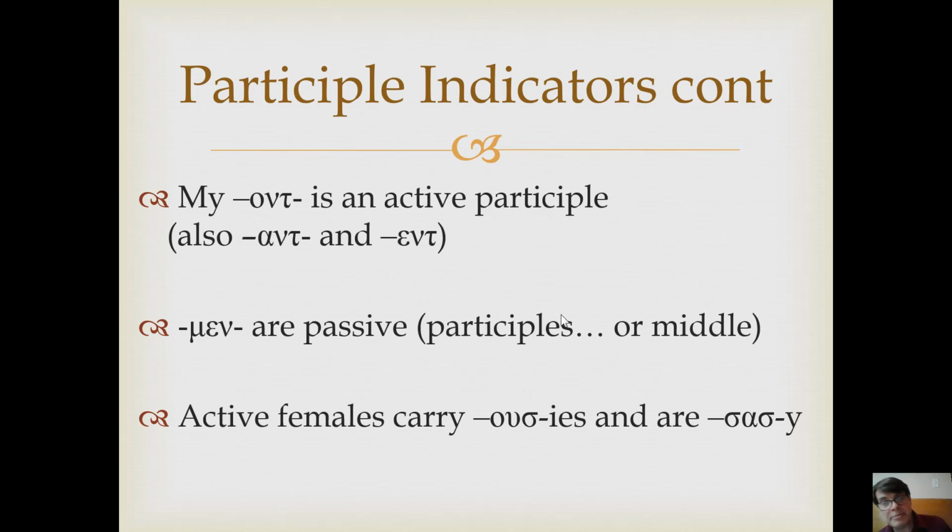Okay, I'm trying to give you some cliches to help you recognize. These cliches help you recognize that you're looking at a participle and also help you with the voice, right? So ant and ant here, these are active kinds of connectors. Men is a middle or passive connector, and then us and sas are active feminine connectors. Again, these are things to help you recognize and parse a participle.